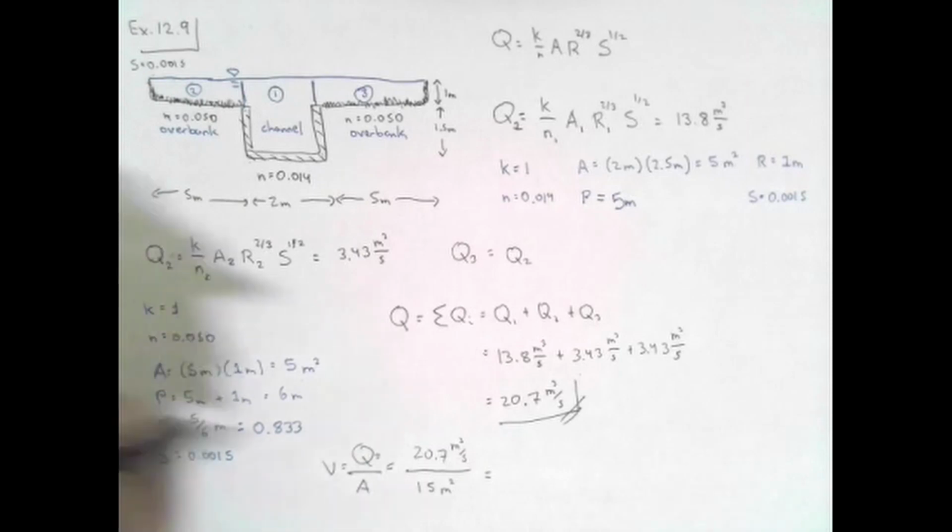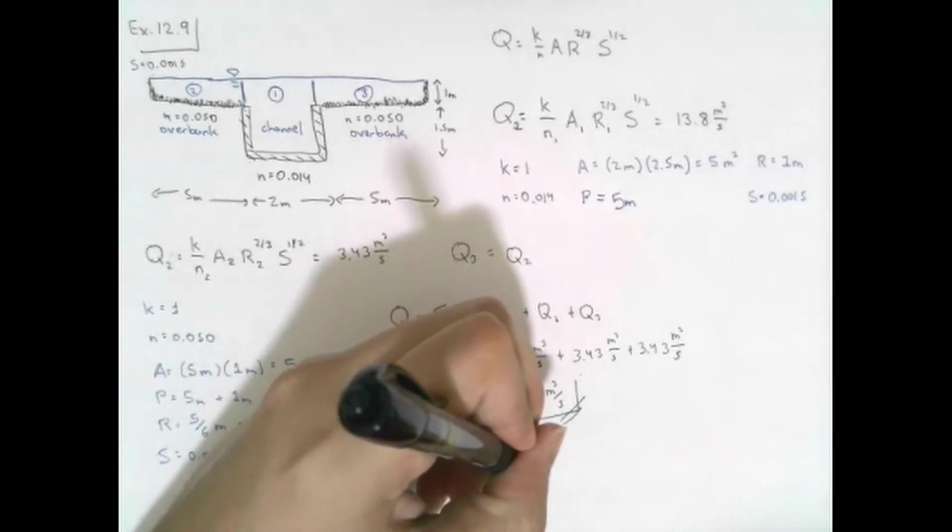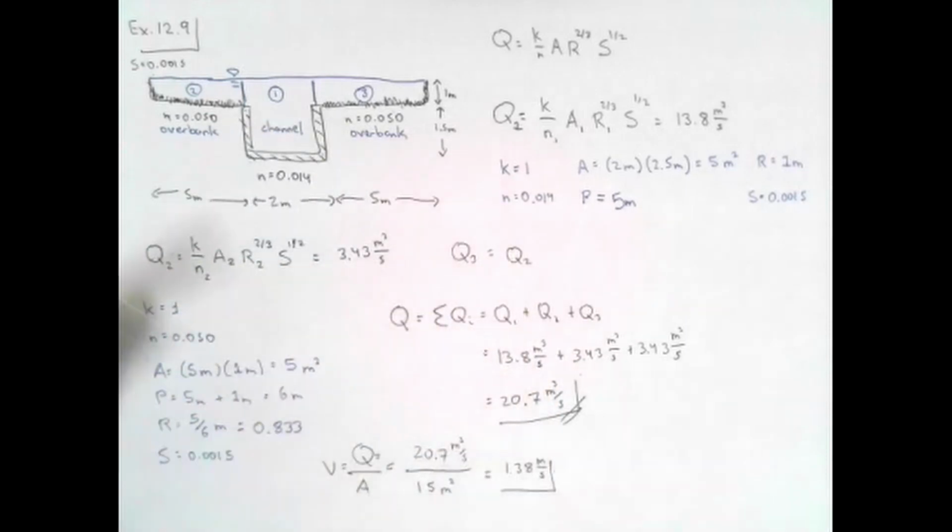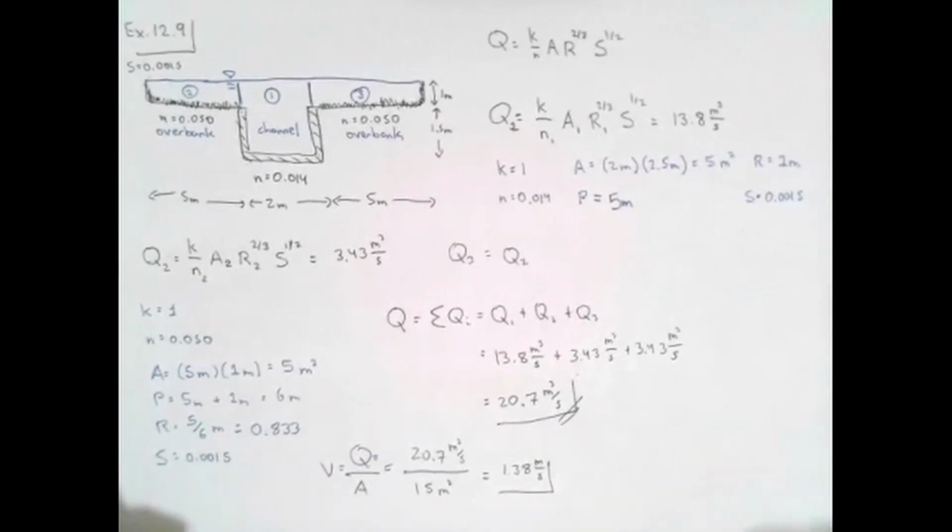Mm, 1.38. Good. And this is typically known as the average velocity in the channel. Now, you should know, right? And if you don't, then you'll know now.